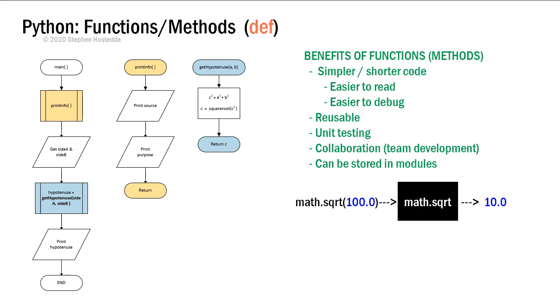All we need to know in executing that math.square root method is what kind of value do we need to pass to it and what does it return. We don't care about what's the code that makes that work. That's the black box part.